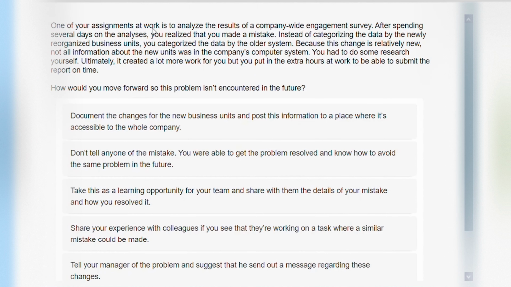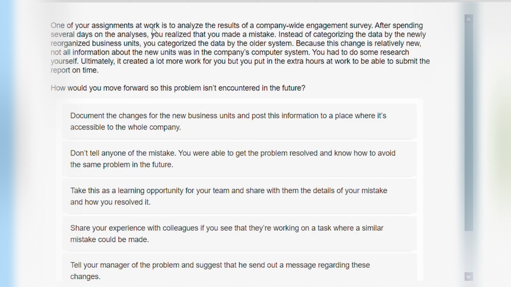Question number 4, one of your assignments at work is to analyze the results of a company-wide engagement survey. After spending several days on the analysis, you realize that you made a mistake. Instead of categorizing the data by the newly recognized business unit, you categorized the data by the older system because this change is relatively new.